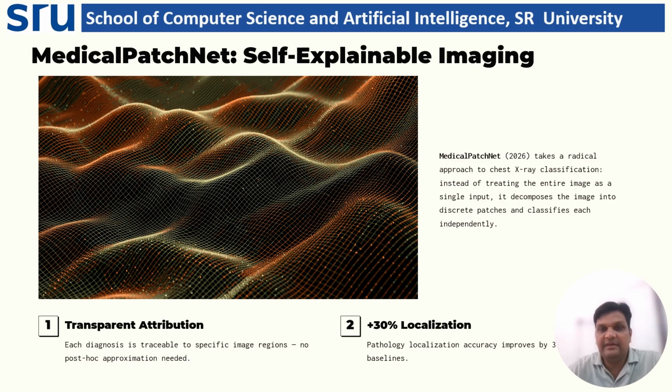Medical PatchNet takes a radical approach to chest X-ray classification. Instead of treating the entire image as a single input, it decomposes the image into discrete patches and classifies each independently. Transparent attribution: each diagnosis is traceable to a specific image region. No post hoc approximation needed. Plus 30% localization: pathology localization accuracy improved.